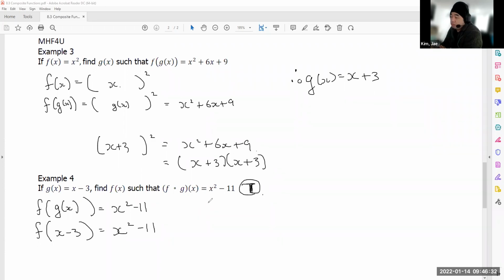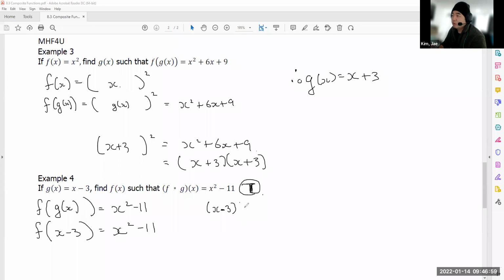So it's going to be a reverse engineering process. From here, I notice that I have an x squared. How do I get an x squared? Well, the only way to get an x squared is to multiply with another x. So I'm assuming that it's going to be multiplying with another value of itself. It's going to have to be one of these.